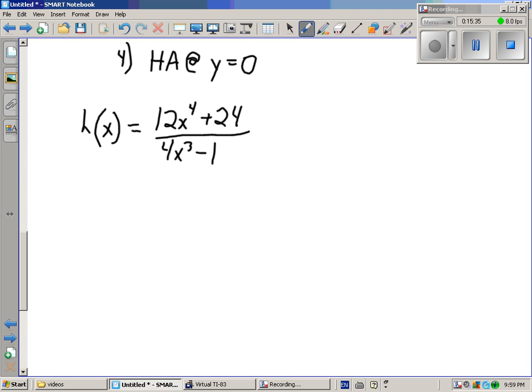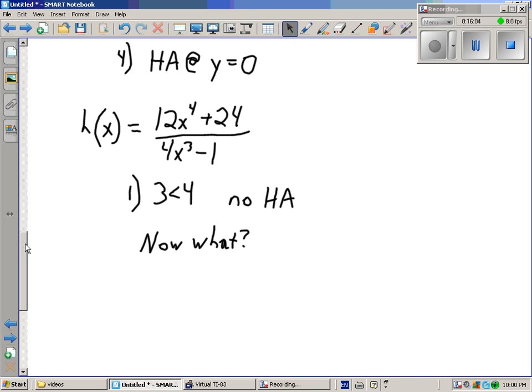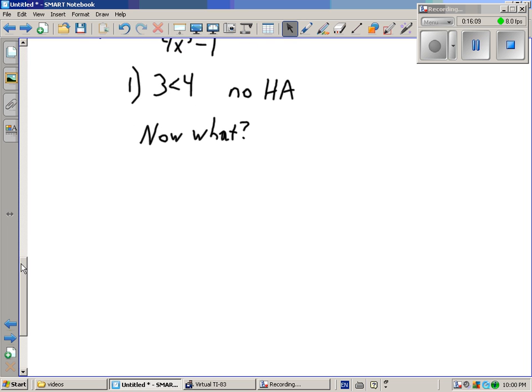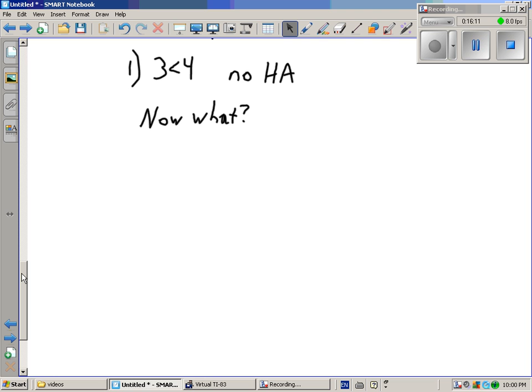Well, let's test it out. We need to make sure that the power on the bottom, or the order on the bottom, is greater than or equal to the order on the top. 3 is less than 4. Uh-oh. That means no horizontal asymptote. All right, well, now what? Basically where I'm going to leave you there is to be continued. We're going to get into that tomorrow. So for right now, just think about when the powers on the bottom are greater than or equal to the powers on the top.